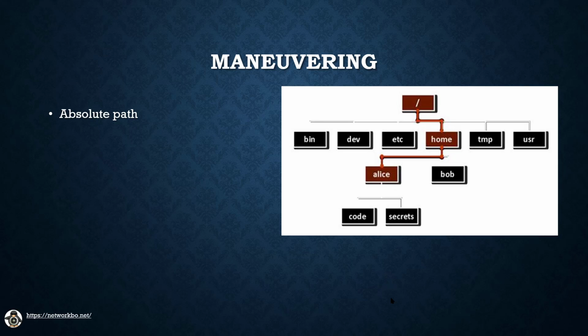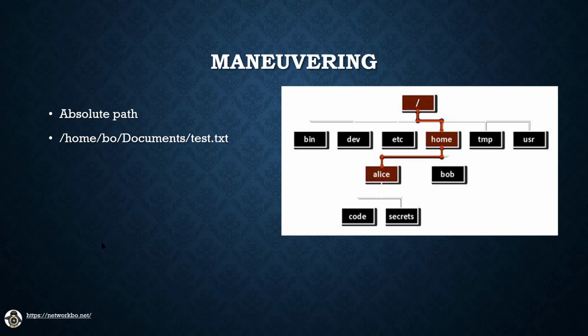Thanks to the virtual directory, you don't have to worry about drive letters when moving files from one physical device to another, just the locations within the virtual directory. There are different ways of doing this, the absolute path and the relative path. The absolute path to a folder always starts with the root directory, or slash.